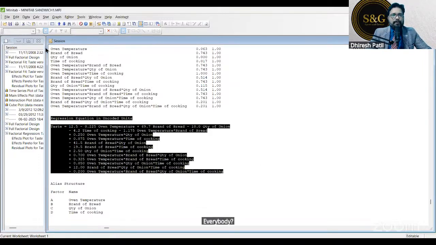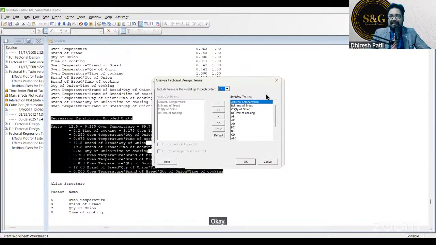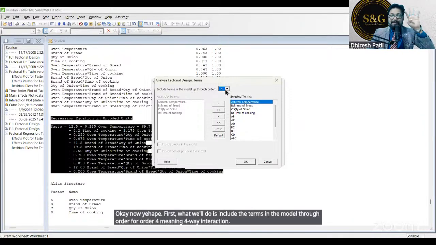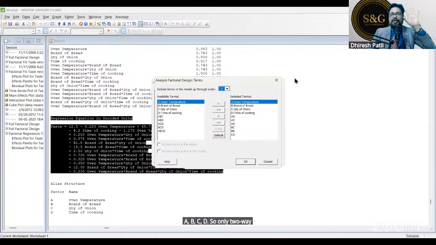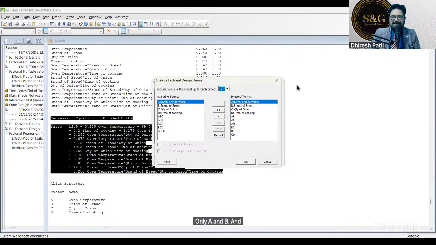So just do Control E, come to this dialog box and come to terms. Now here we will identify. First what we will do is include the terms in the model through order 4. Order 4 meaning four way interaction A, B, C, D. So here we will take only up to two way interaction in the model. We don't want three way interaction or four way interaction. Only main effect and two way interaction we want.